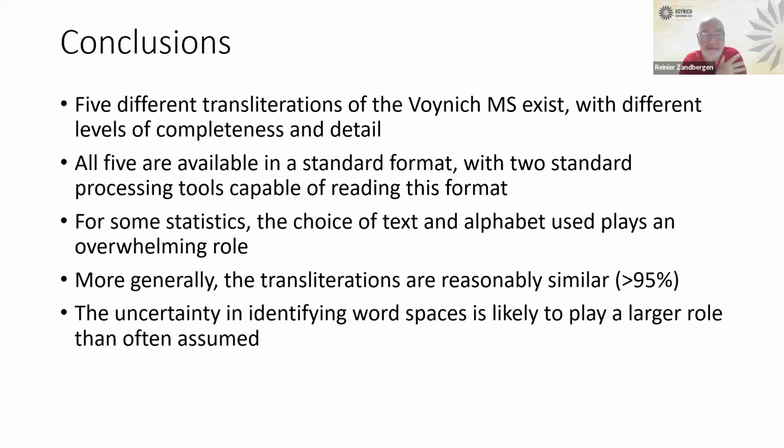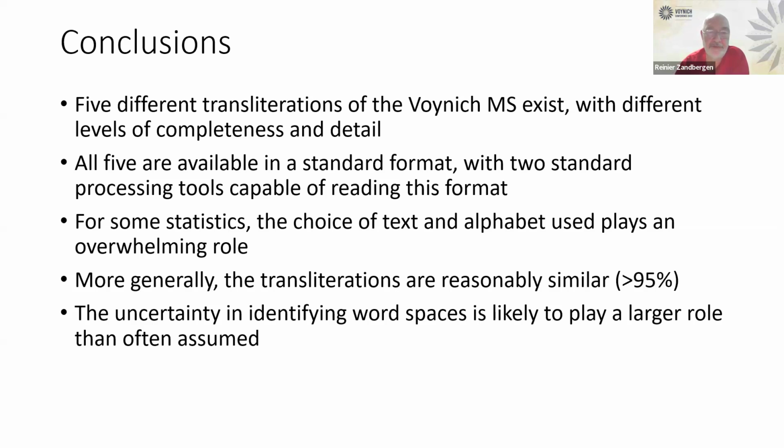we have 5 different and independent transliterations of the Voynich manuscript. They have different levels of completeness and detail, which I have tried to show here. Nowadays, all 5 are available in the same standard format, and there are 2 standard processing tools which are capable of reading this format and performing all sorts of useful transformations on this text. We have also seen that for some types of statistics, the choice of the text and the alphabet used plays an overwhelming role. So one has to be very careful what one is doing.